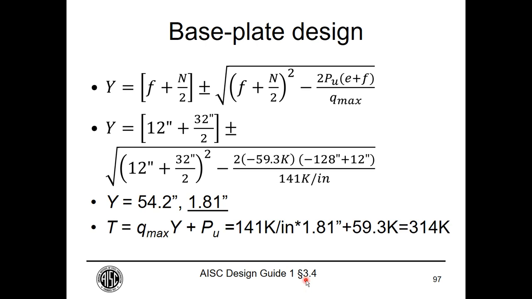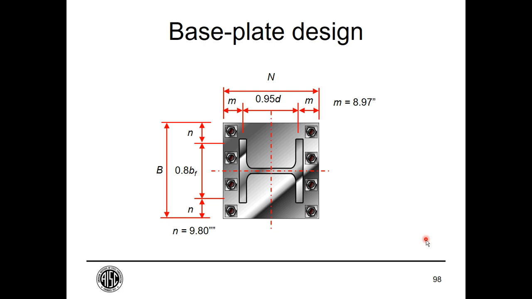Okay, and so that 1.8 inches of compression times that 141 kips per inch, that's essentially like a prying action, which increases the forces in the bolts. So we have the tension already in the column, and then we have this compression, and all of that has to be resisted in tension in the anchor rods on the other side. So that's about 79 kips per rod. Okay, so we'll continue with the design, looking at these dimensions here.